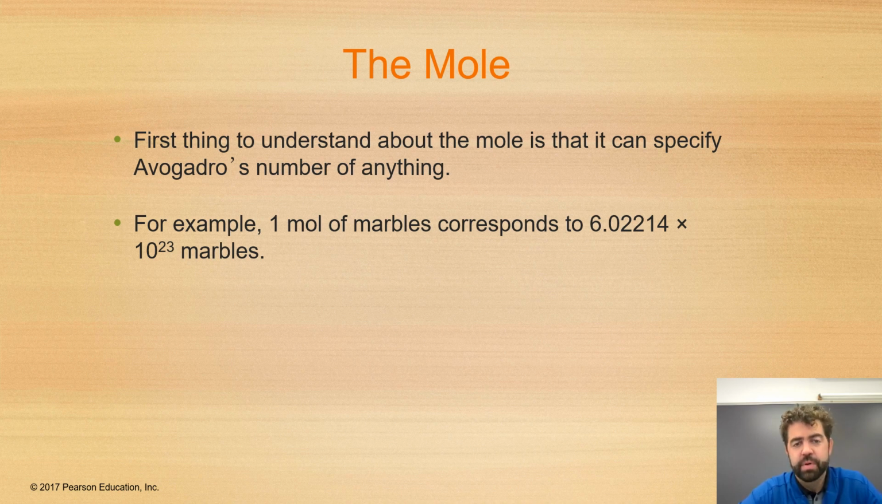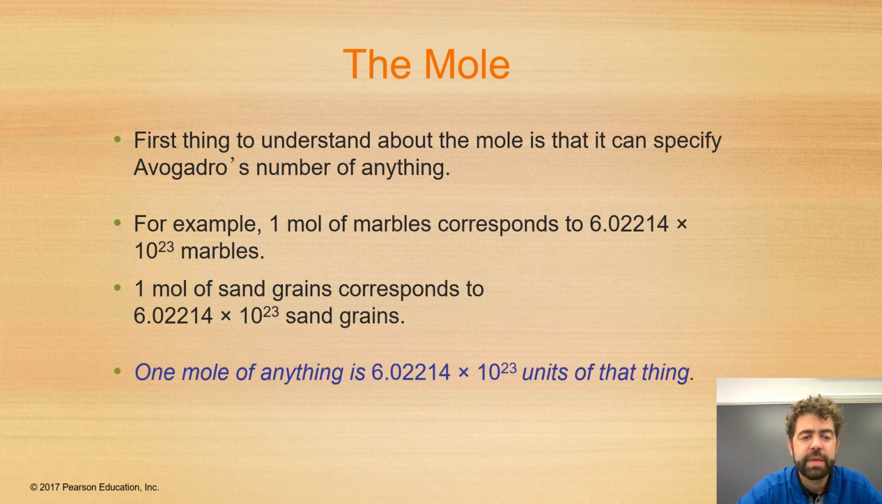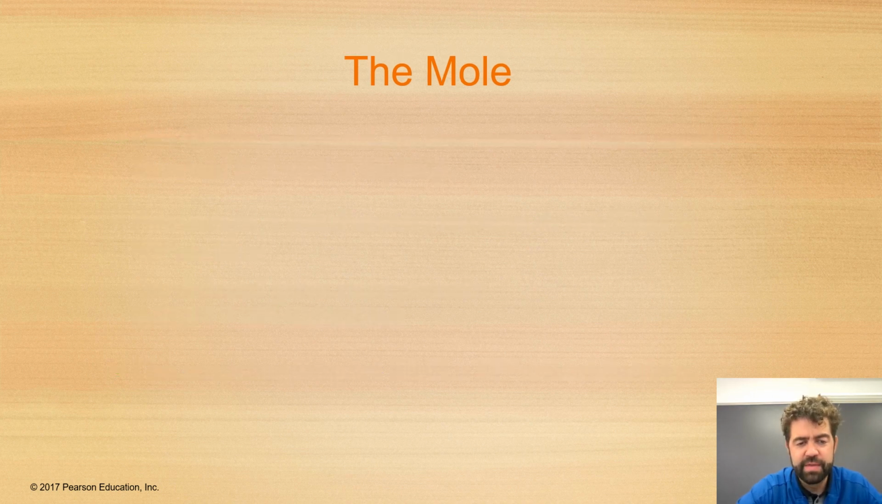And so, for example, a mole of marbles would be 6.02214 times 10 to the 23rd marbles. The same thing with sand grains, which would actually make sense because sand grains, again, are very tiny. One mole of anything equals that number, Avogadro's number, of units of that thing.